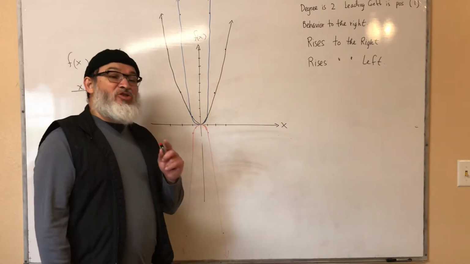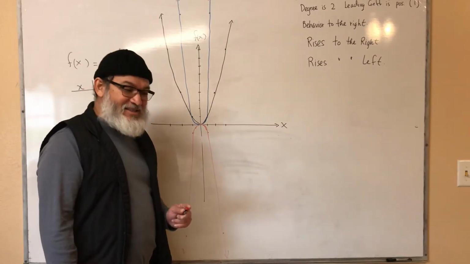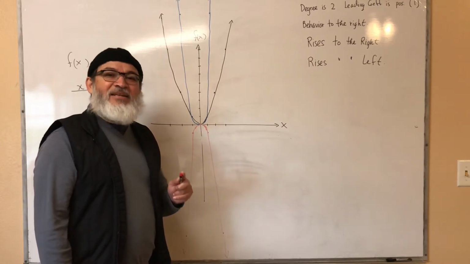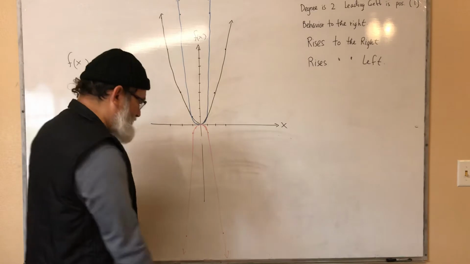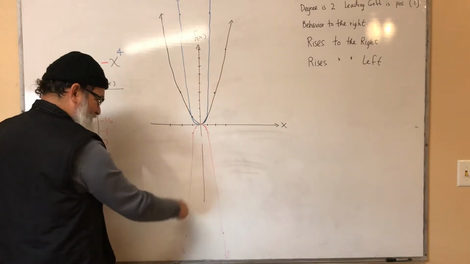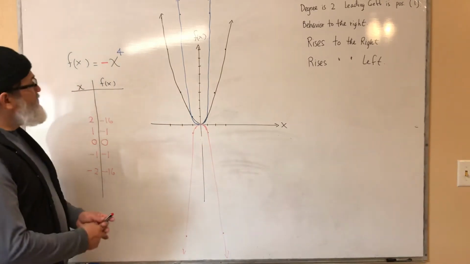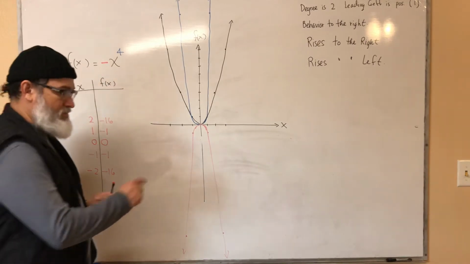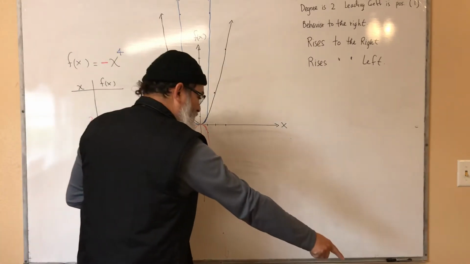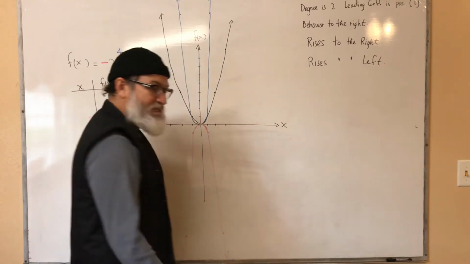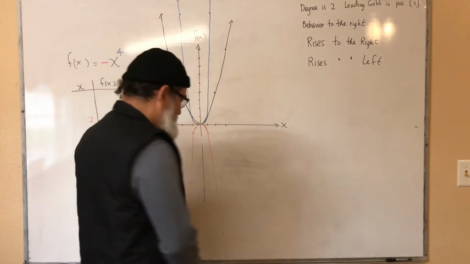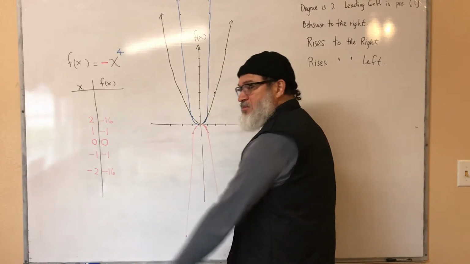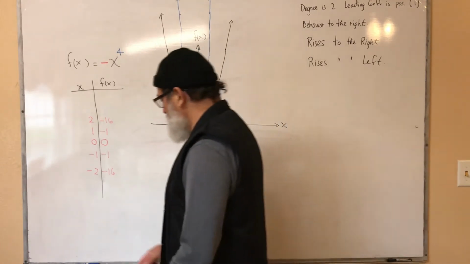If the degree is even and the leading coefficient negative, this one, degree even, leading coefficient negative, it falls to the right, that's the end behavior, and it falls to the left. Okay? Very good.